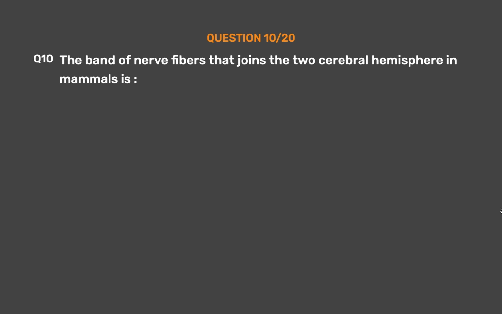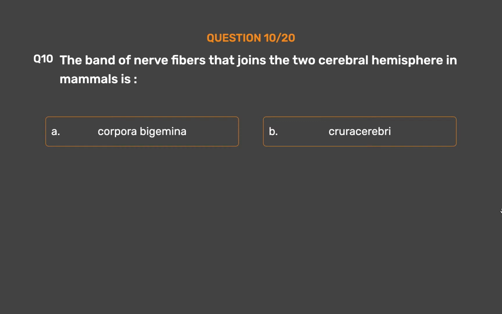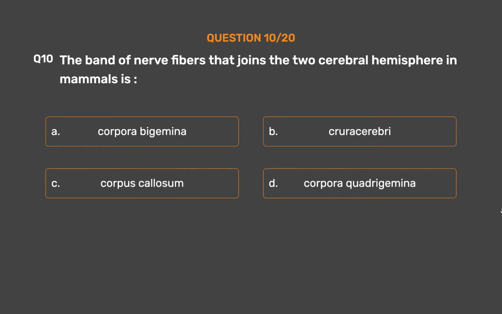Question number 10. The band of nerve fibers that joins the two cerebral hemispheres in mammals is Option A. Corpora bigemina. Option B. Crura cerebri. Option C. Corpus callosum. Option D. Corpora quadrigemina.